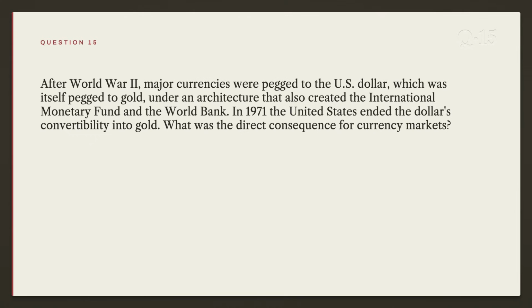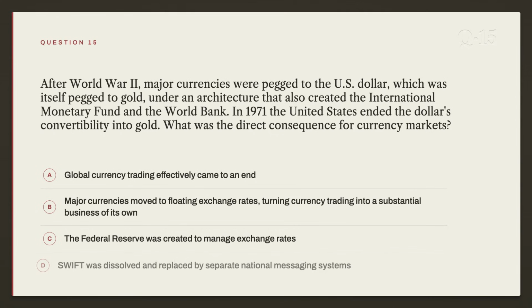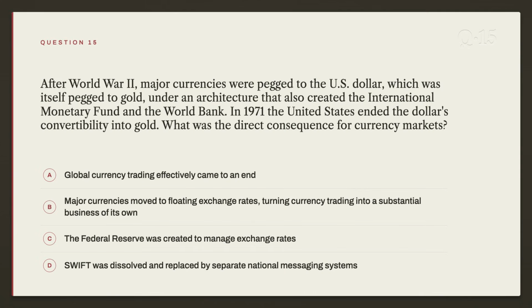Your options are: A. Global currency trading effectively came to an end. B. Major currencies moved to floating exchange rates, turning currency trading into a substantial business of its own. C. The Federal Reserve was created to manage exchange rates. D. SWIFT was dissolved and replaced by separate national messaging systems. Don't overthink it. Which one feels right?